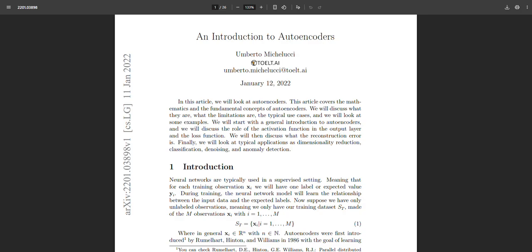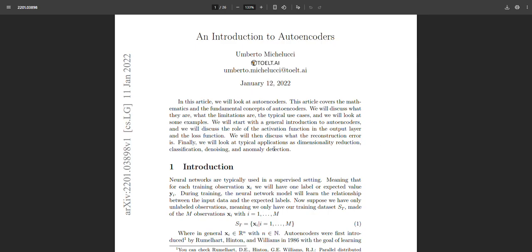Today we are diving deep into one of the most elegant and powerful concepts in the world of machine learning, and that is autoencoders. In this video, we'll be dissecting the key concept and the fundamental mathematics behind these fascinating neural network architectures, primarily drawing from the structure laid out in this article, an introduction to autoencoders. We're going to cover a lot of ground.